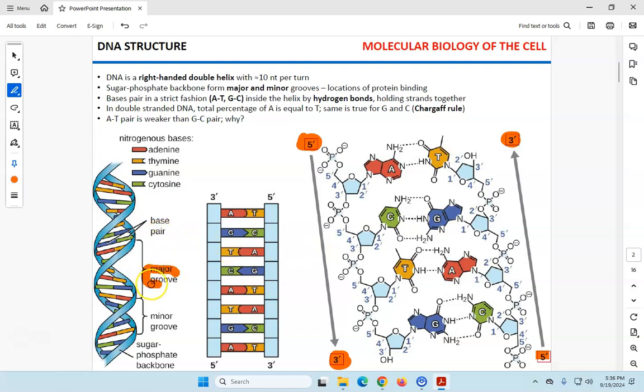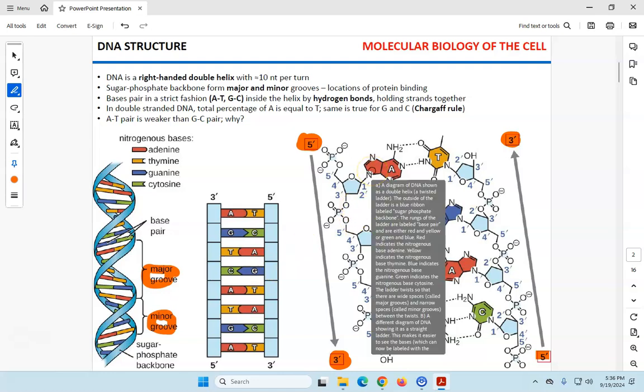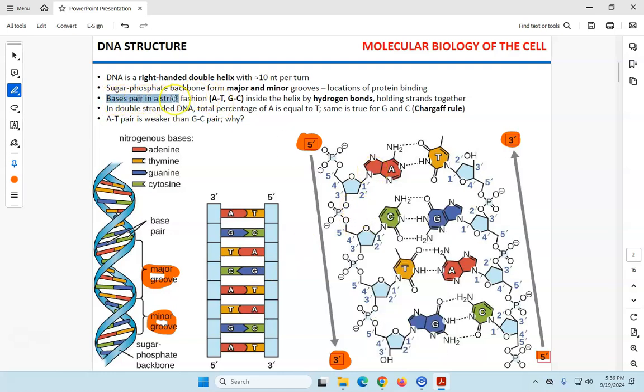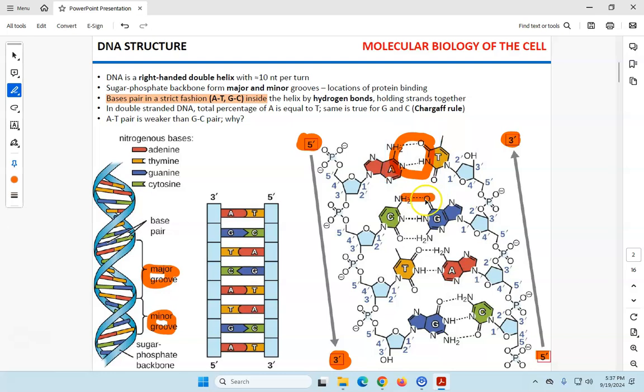Understand the roles of major and minor grooves. The role of this are just protein binding, okay? Obviously, base pairing, folks, ATGC at this point should be burned into your memory, right? And understand that AT pair is weaker than GC pair because it has only 2 hydrogen bonds. Okay, whatever. Does that make sense? Because GC pair has 3 bonds.